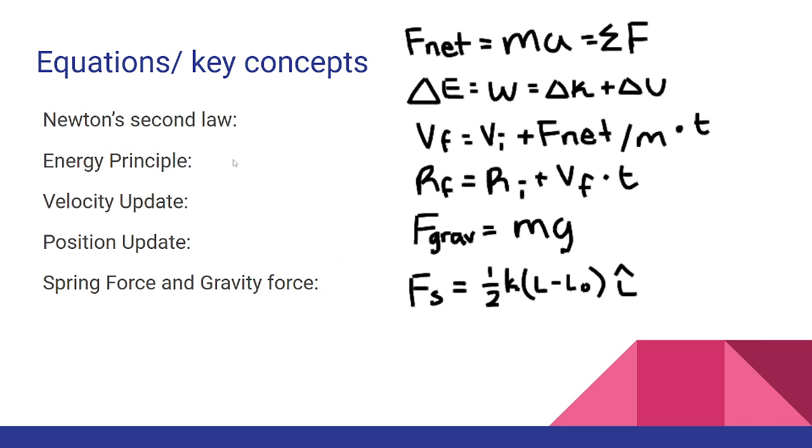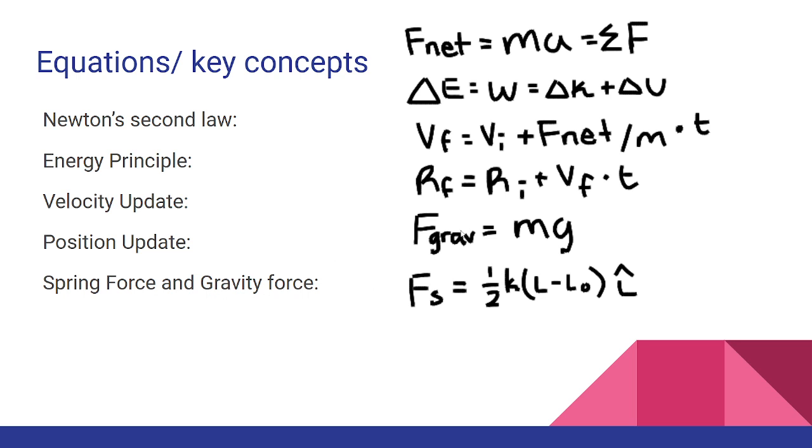Alright, equations and key concepts. We have Newton's second law here, F equals ma. Energy principle, which is all energy is equal to work, which is equal to potential plus kinetic. Velocity update equation, which is v final is equal to v initial plus F net divided by m, which is also equal to acceleration times t. Position update, which is the initial position plus the velocity times t equals the final position.